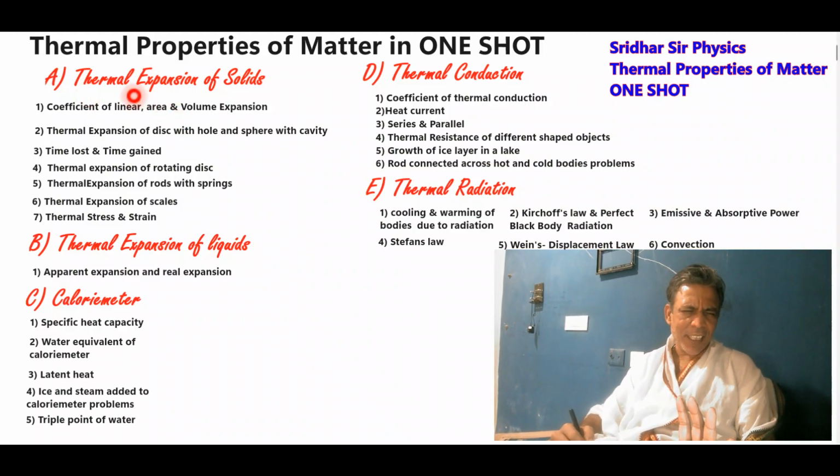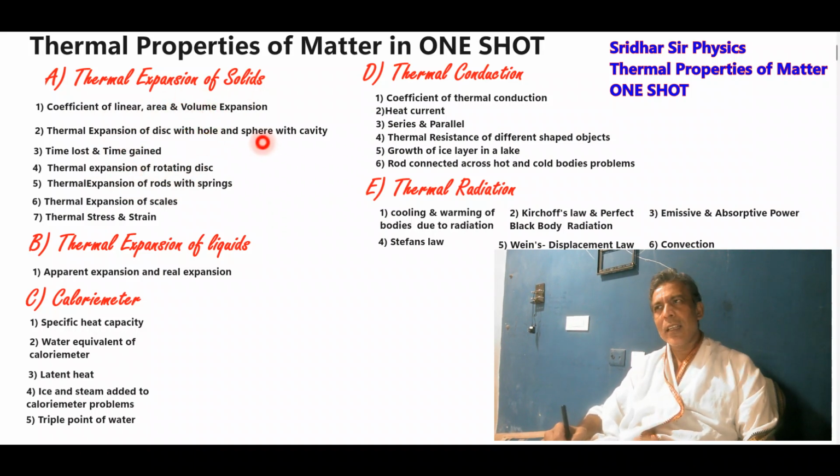Okay, kids, we had a discussion about the thermal properties of matter in one shot. First we started with the thermal expansion of solids. In that I explained all the ideas: coefficients of linear, area, volume expansion, then expansion of a disk with a hole, sphere with a cavity, time loss, time gain in a simple pendulum, thermal expansion of a rotating disk, rods with spring, scales, thermal stress, thermal strain, and some other application problems. Small ideas are there, formulas are very few, and variation of density with temperature. These things we had for the expansion of solids, and then expansion of liquids.